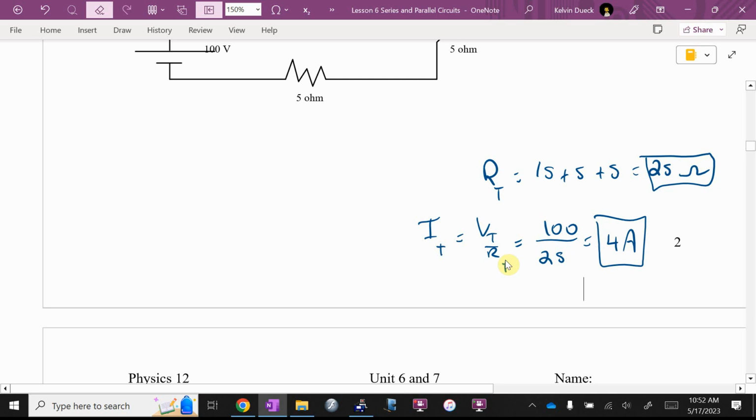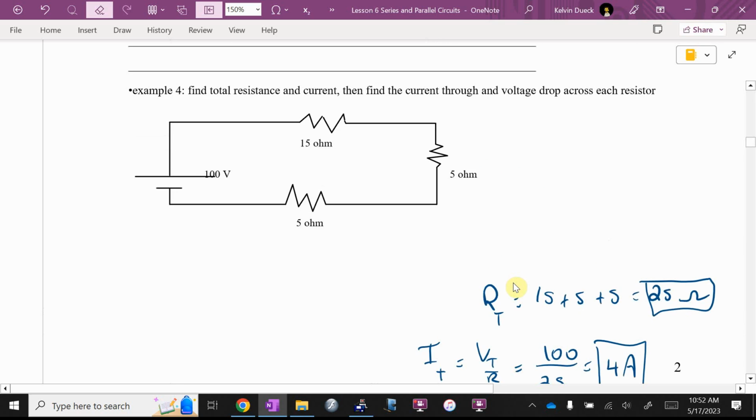Read after the comma. You're way overcomplicating this. What? There's something before that. Then find the, find the, keep reading. Okay, find the current through and the voltage drop across each resistor. You know where we're going now?